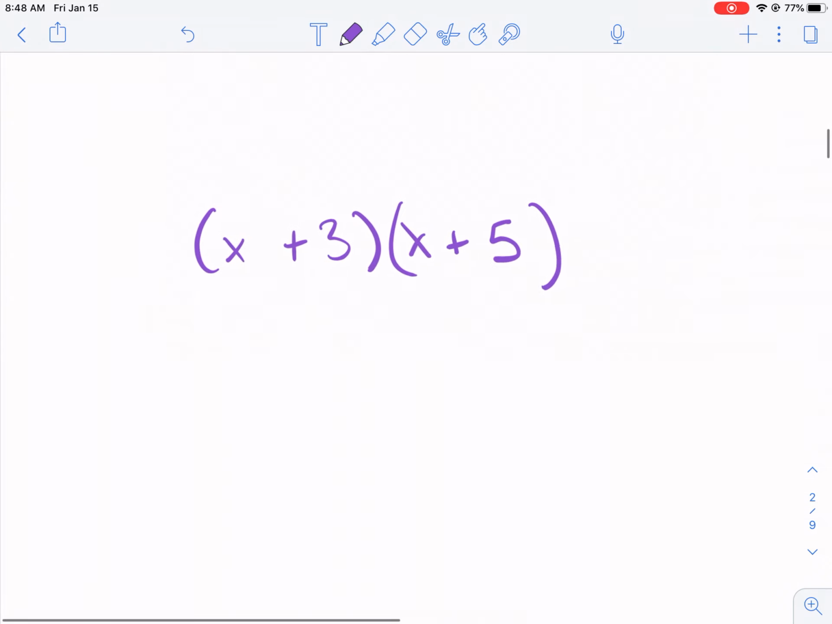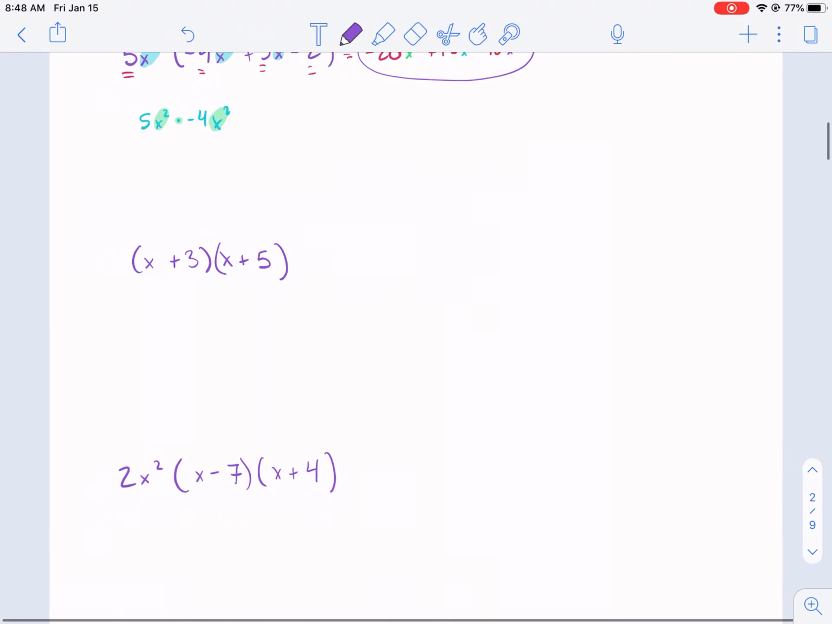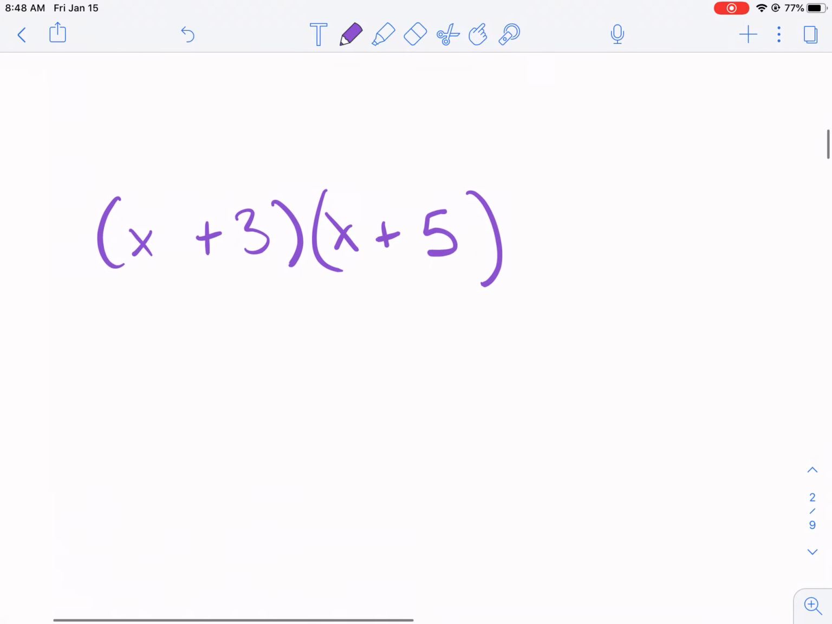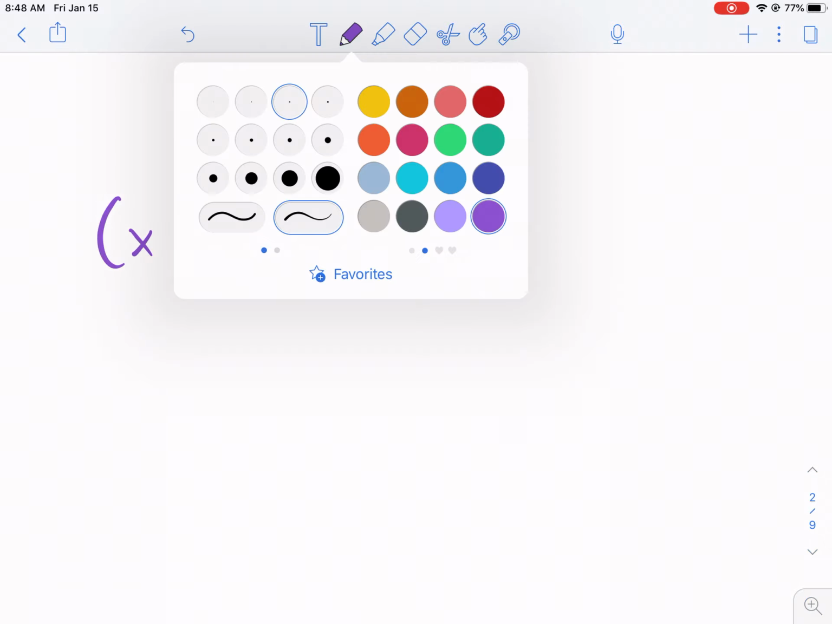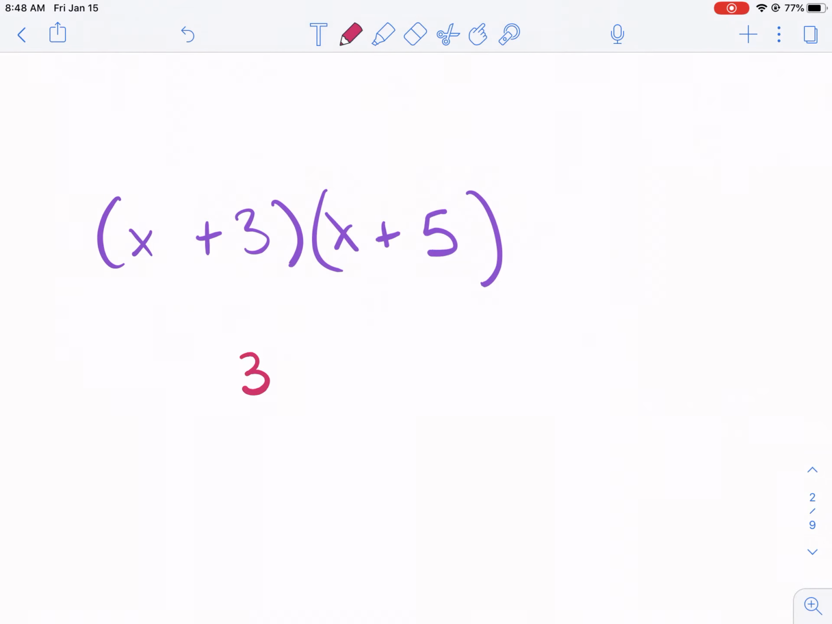I'm sure you guys have seen this before, and I'm sure you come up with a certain name. What do we do here? Well, what I like to consider is essentially we do distribution twice. If it was just 3 times x plus 5, you would know what to do. You just distribute, and you get 3x plus 15.